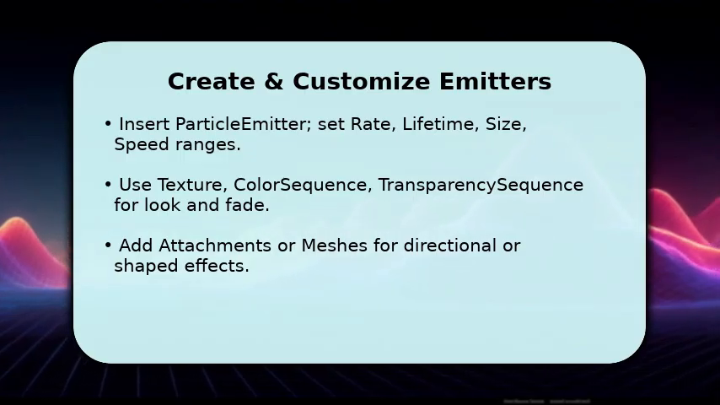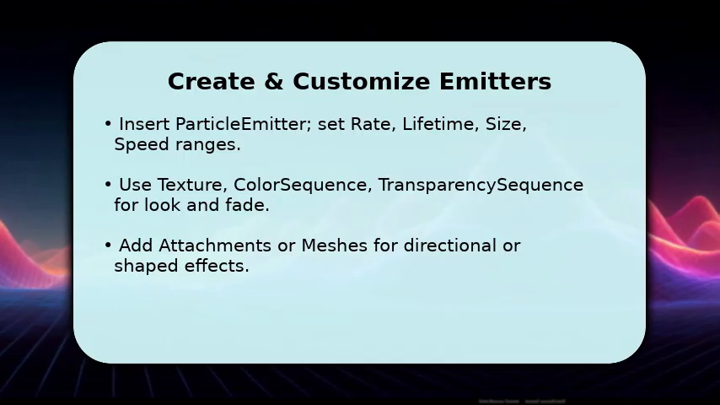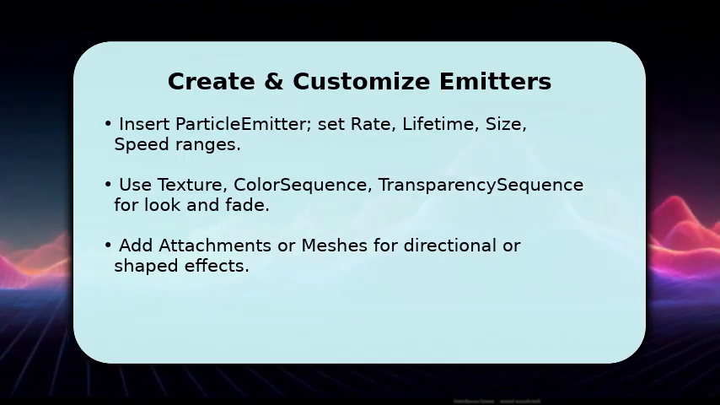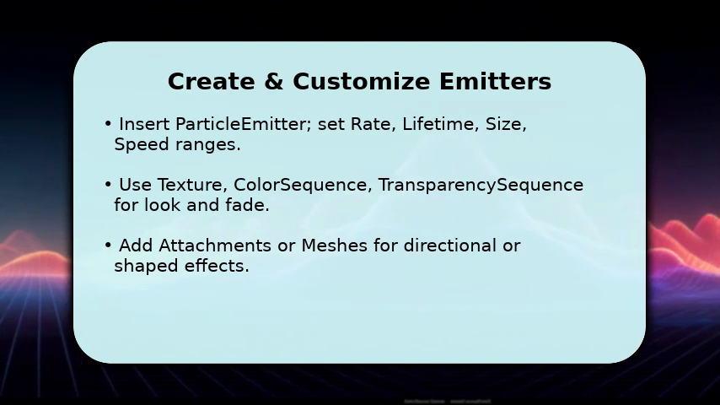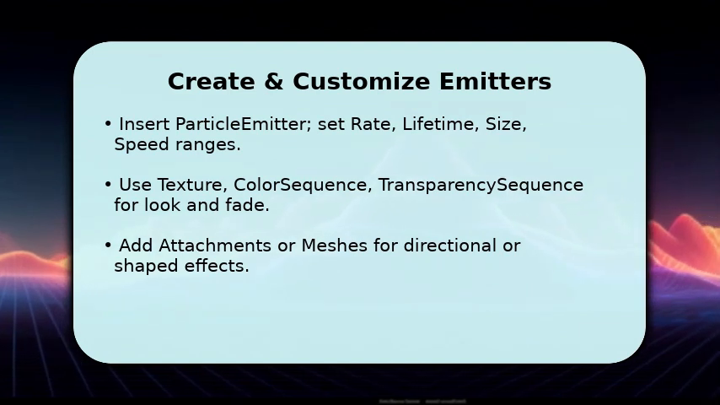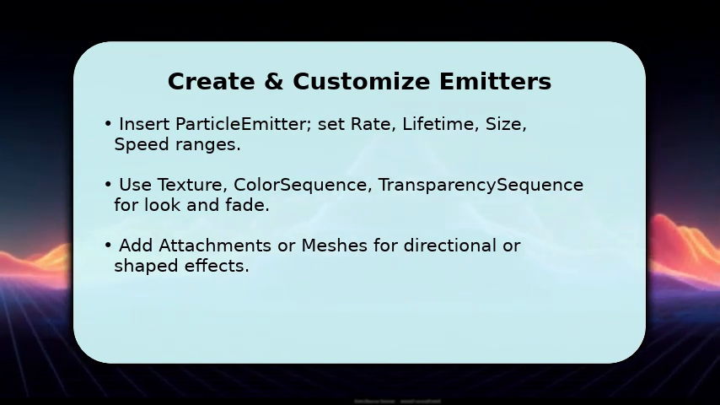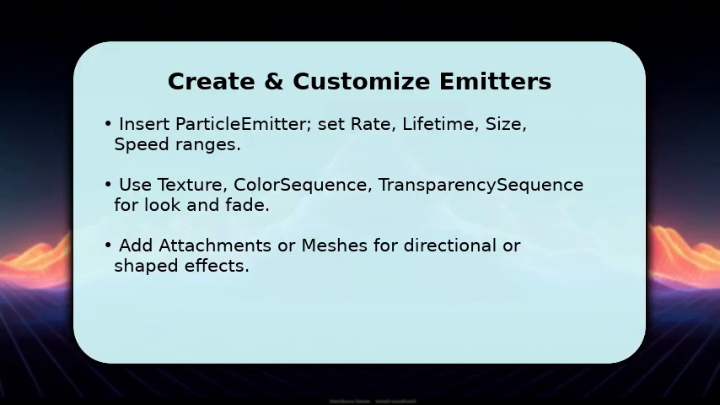For directional control, attach an attachment or use a mesh part. For scripted bursts, set emission direction, then use Emit(N) from a local script. Make incremental changes and preview frequently so values blend instead of clashing.